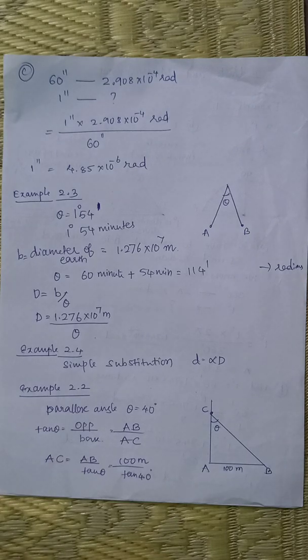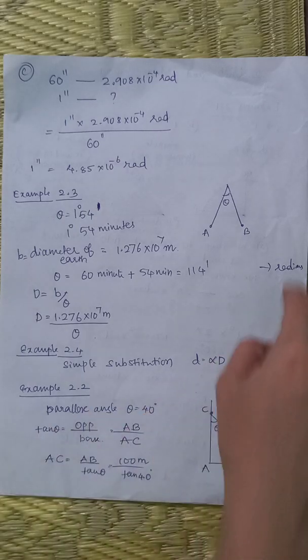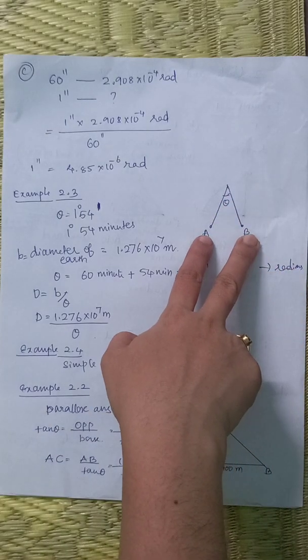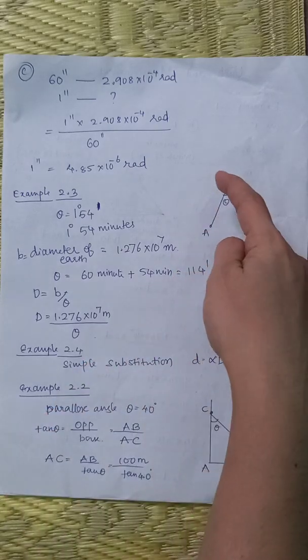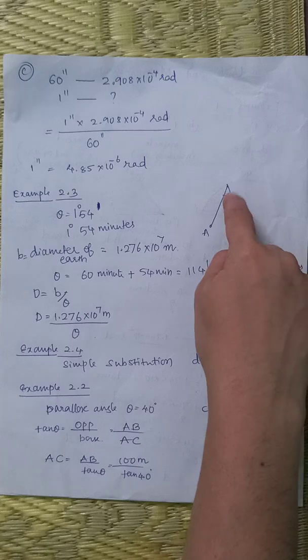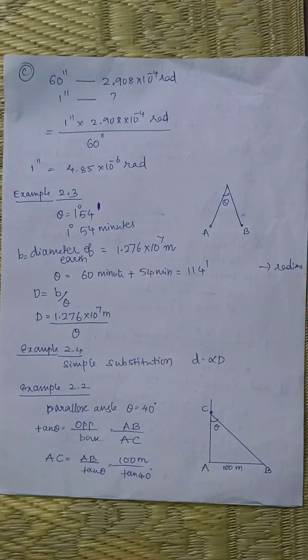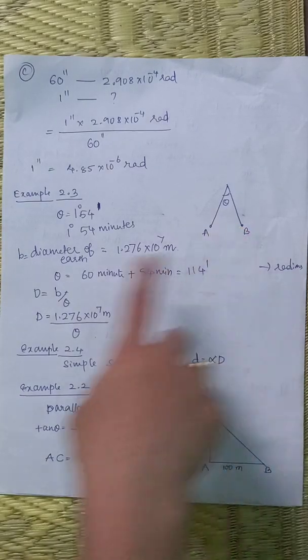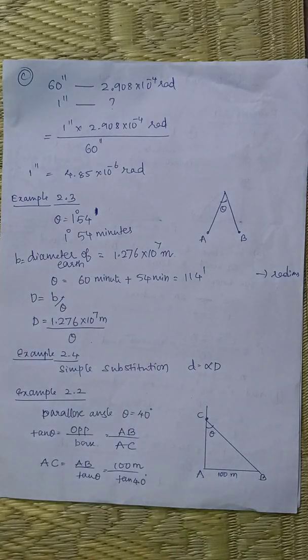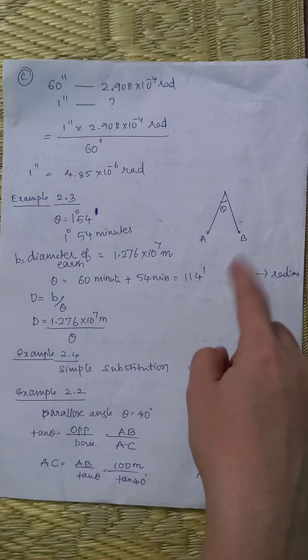In the same line, let us look at example 2.3. The moon is observed from two diametrically opposite points A and B. Here is the moon, and A and B are two diametrically opposite points on Earth. The angle theta subtended at the moon by the two directions of observation is given as 1 degree 54 minutes. The diameter of the Earth is given as this much. Compute the distance of the moon from the Earth.